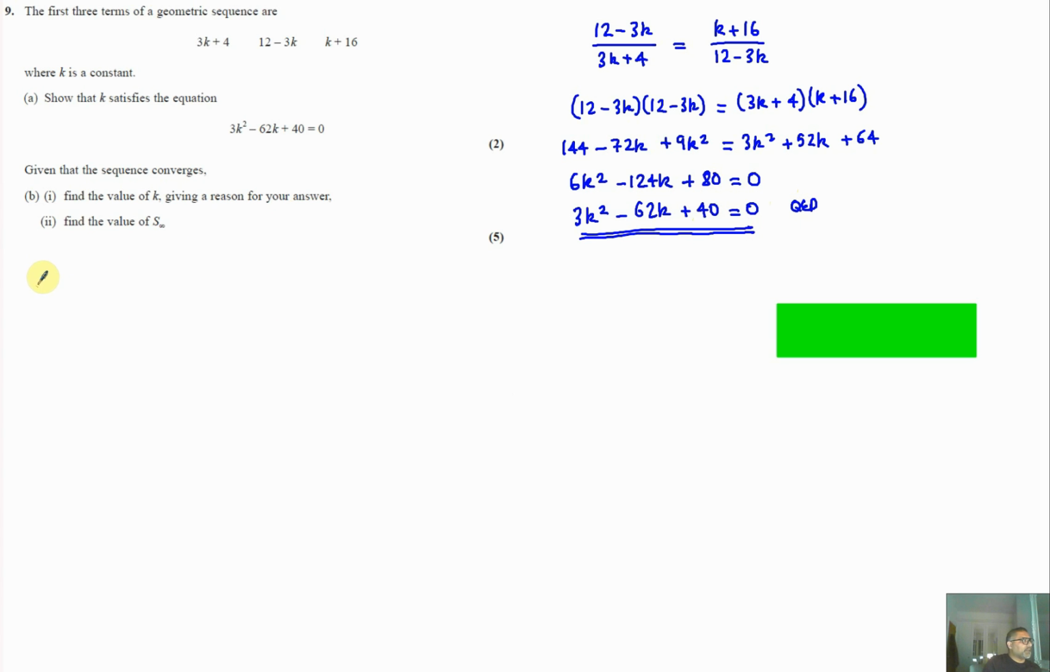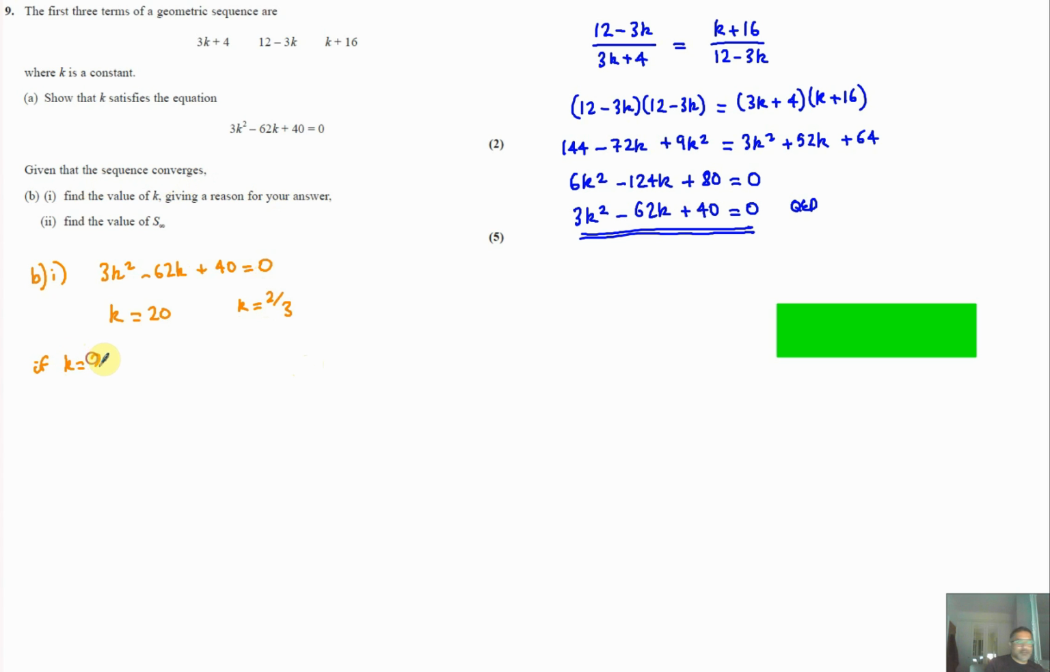Now for part B, part 1 says find the value of K, giving a reason for your answer. In order to do that, we need to solve this equation, 3K squared minus 62K plus 40 equals 0. To solve that, we get two answers: K equals 20 and K equals 2/3. Now, could they both be correct? It says find the value of K giving a reason for your answer, so chances are they're not both valid. So let's check with each one.